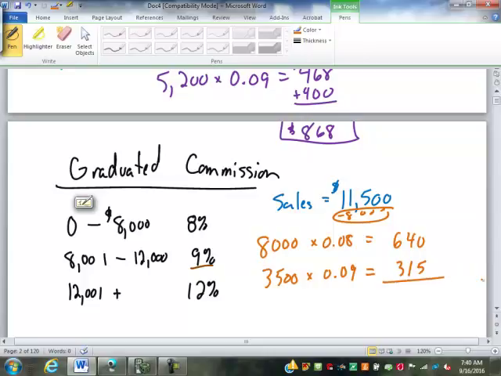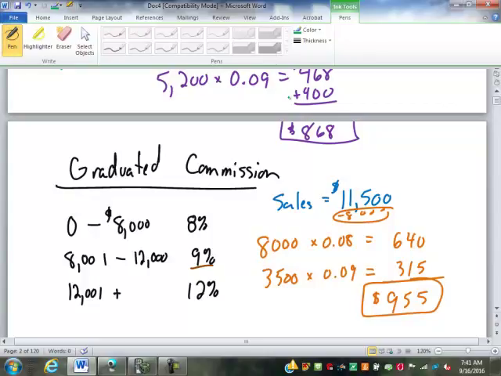So we add that up. $955 is their commission for the week. The 12% didn't come into that one because they didn't go over $12,000 in sales. Any questions?